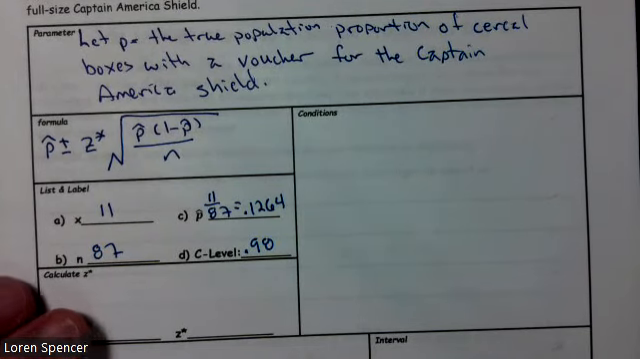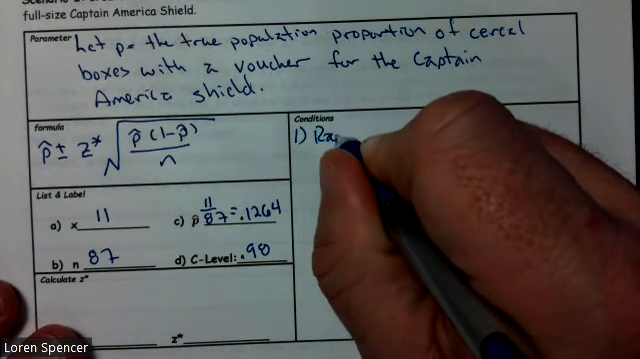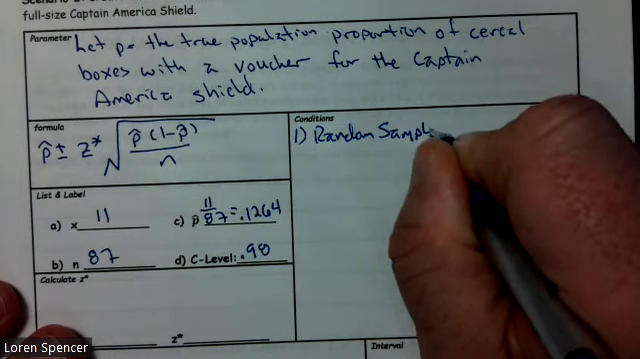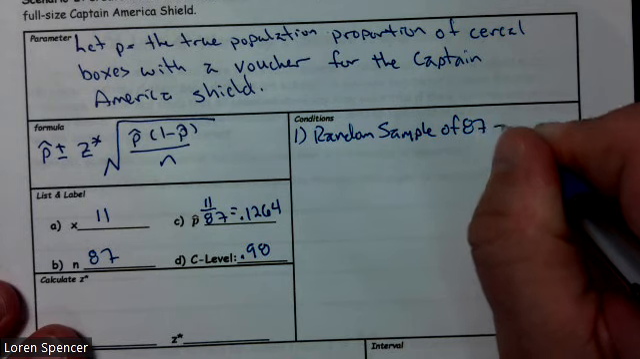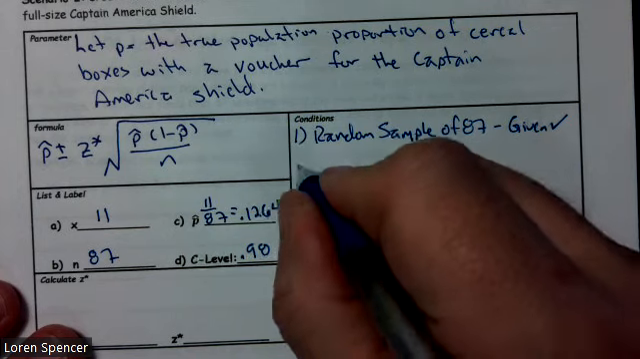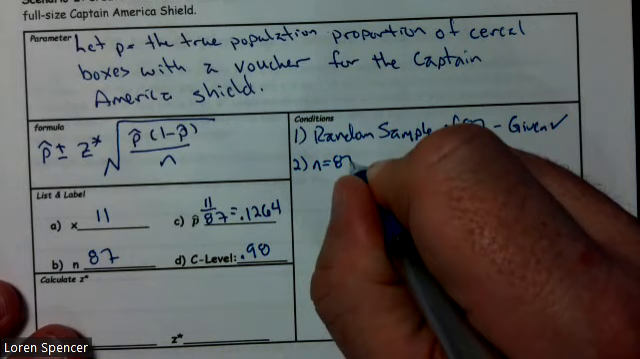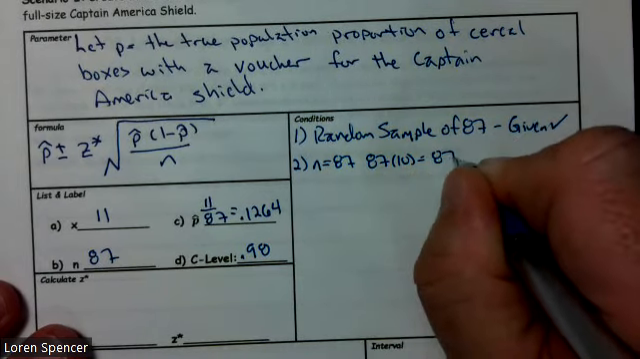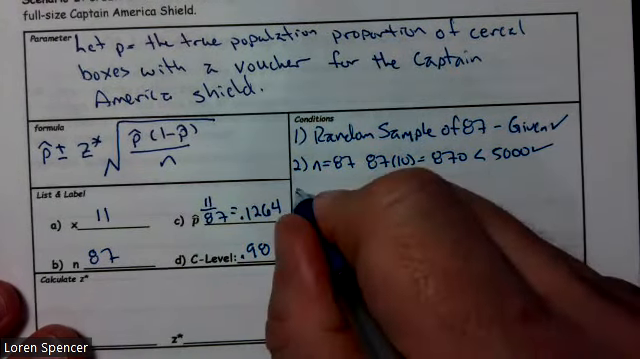All right, so our conditions. The first one is random sample. It's a random sample of 87 in this case, and it was given, so we're good there. Then we need to check that n is less than 10% of the population. In this case, n is 87. We multiply it by 10, we get 870, and that's less than the population of 5,000, so we're good there.